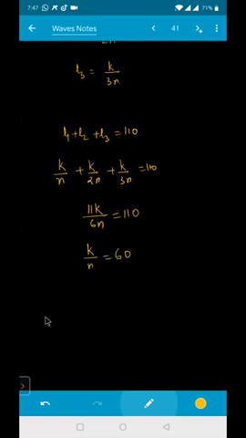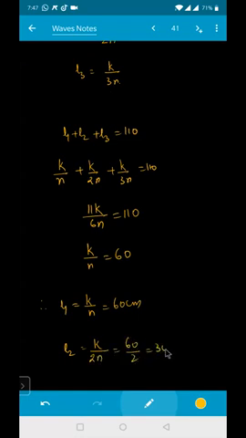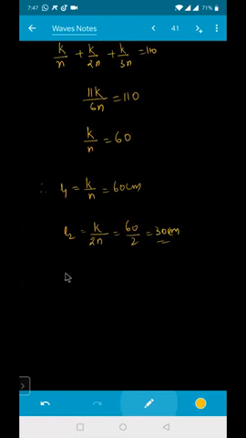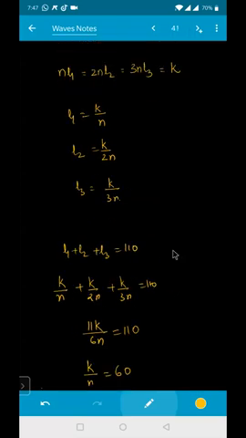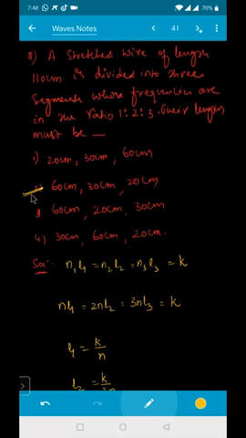So once I know that, I can write L1 equals K by N, which is 60 centimeters. L2 is K by 2N, that means 60 divided by 2, which is 30 centimeters. And L3 is K by 3N, that is 60 by 3, which is 20 centimeters. The answer must be 60, 30, 20. That means the second option is the answer. Okay?